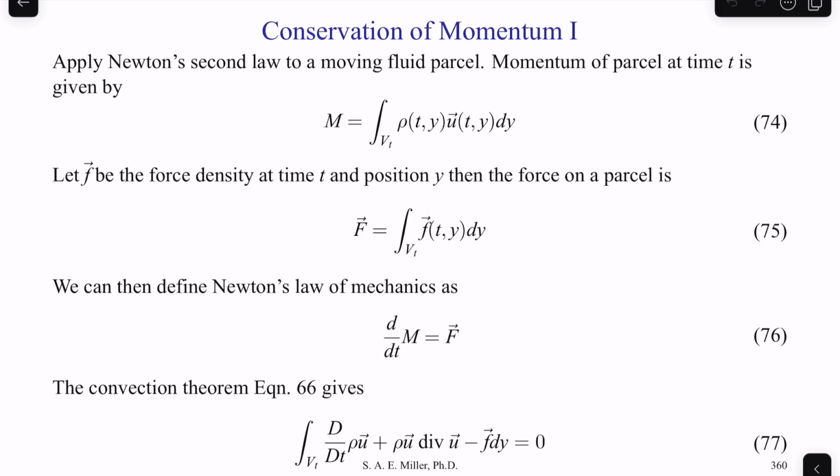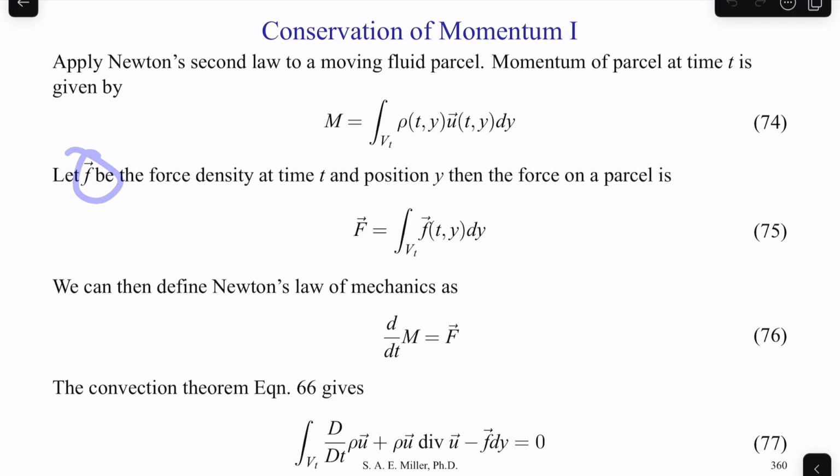The momentum of the parcel at time t will be defined by capital M. So M is the momentum of the fluid parcel at a particular time t. It will be an integration over the fluid parcel volume V sub t, dy, of rho, the density at time t and position y, times the particular fluid parcel momentum, velocity at time t and position y.